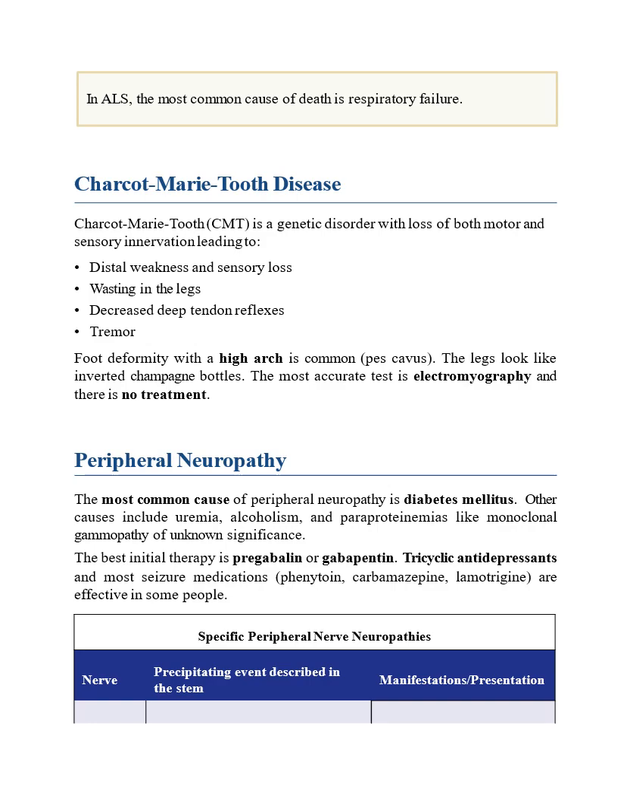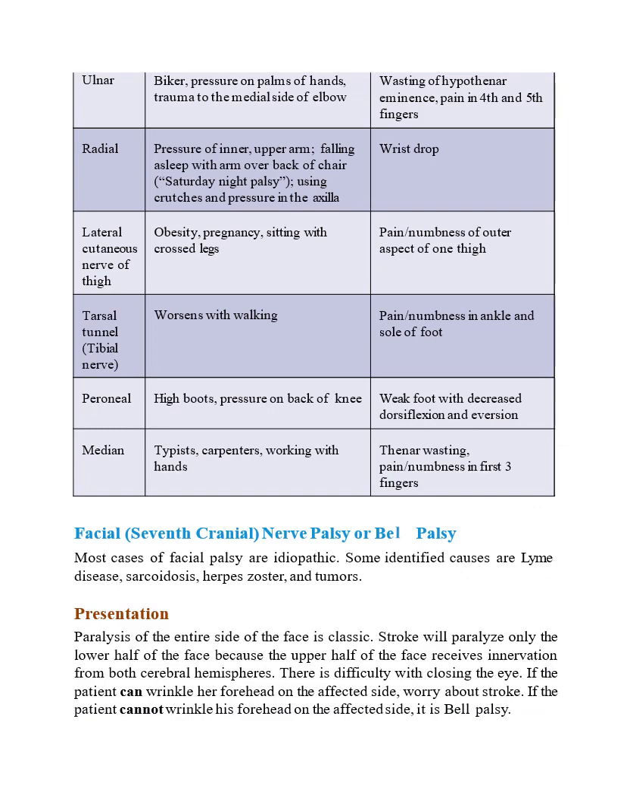And there is a nice table here of some specific peripheral nerve neuropathies. We have from left to right the nerves, number 2, precipitating events, and number 3, the manifestations and presentations. Let's go one by one. Move to slide 35.